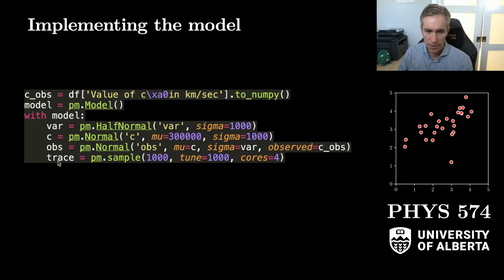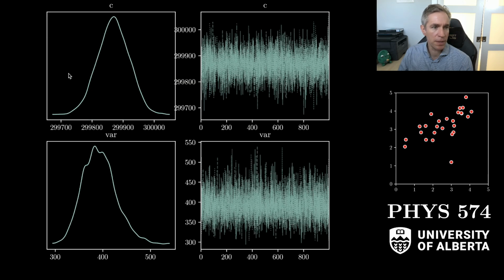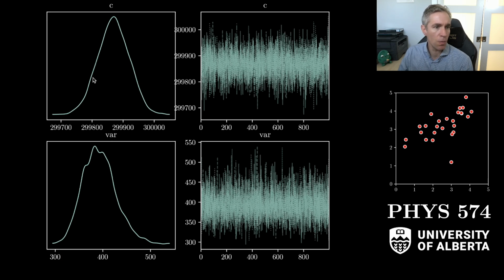So we sample it into this variable called trace, and it will spit out a value that looks like this. And it'll tell us the parameters C and var. It'll tell us the means over the distribution. So that's the expectation value of these two distributions. It'll tell us the standard deviations of those. So that's the widths of these.